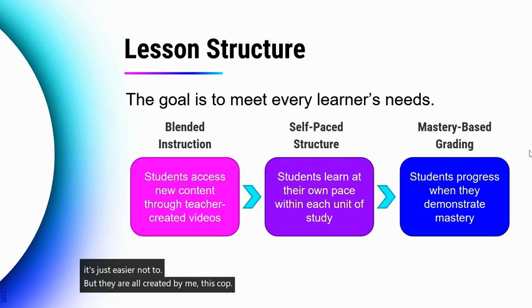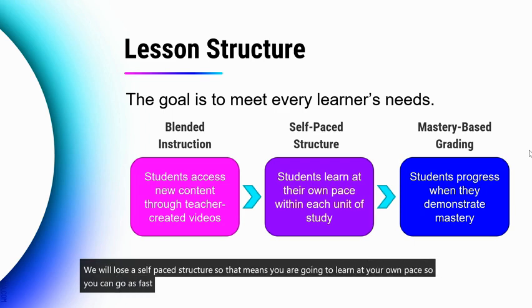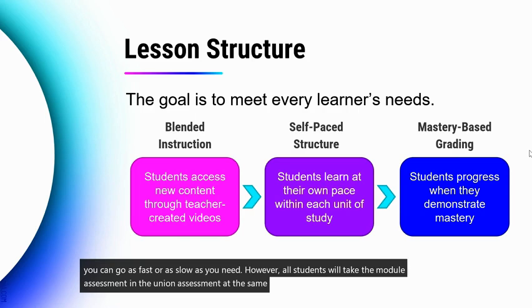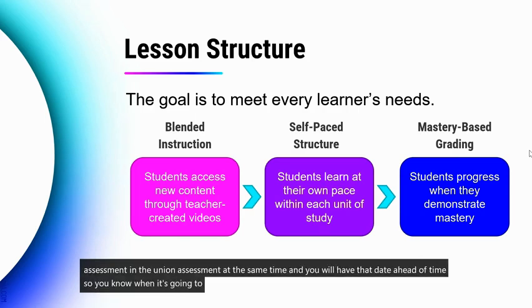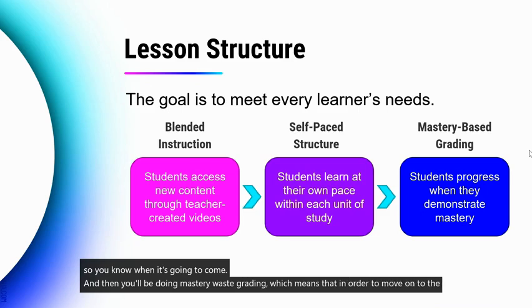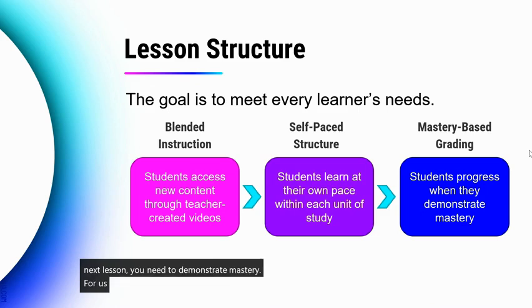We will use a self-paced structure. So that means you are going to learn at your own pace, so you can go as fast or as slow as you need. However, all students will take the module assessment and the unit assessments at the same time, and you will have that date ahead of time so you know when it's going to come. And then we will be doing mastery-based grading, which means that in order to move on to the next lesson, you need to demonstrate mastery. Mastery for us is going to be receiving a 2.5 or above on your mastery check.